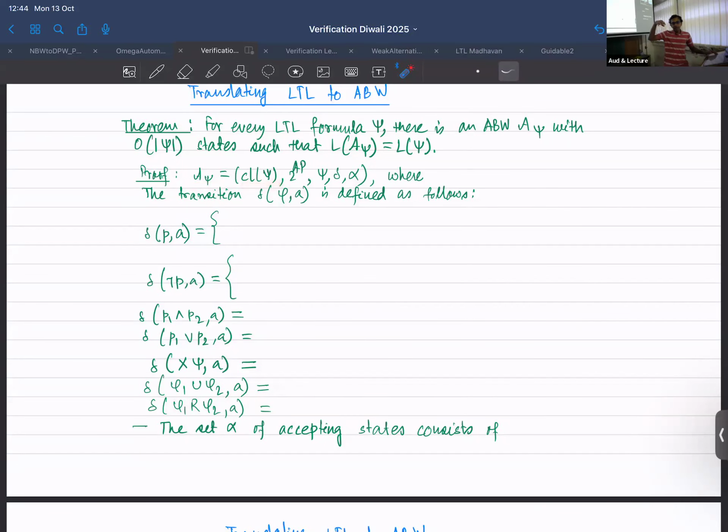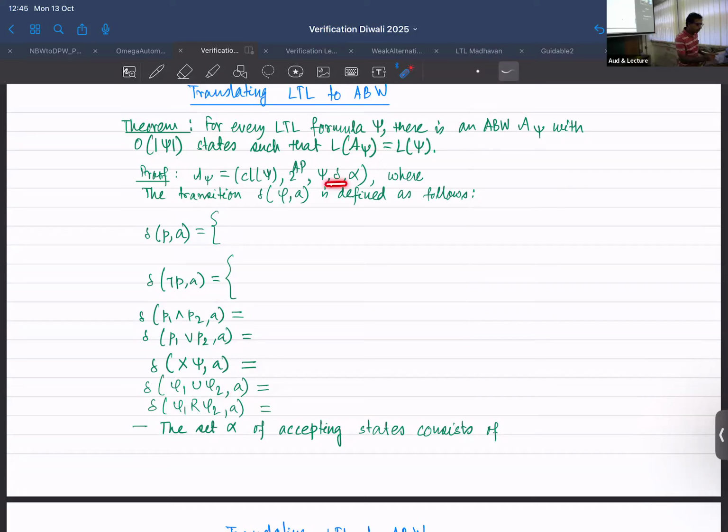So as I said, the states of that automaton are the formulas which are there in the closure. And this is your alphabet. So the alphabet remains the same, which is the power set of the set of atomic propositions. And then you have the initial state. So what is the initial state? The initial state is the original formula, the input formula psi itself.